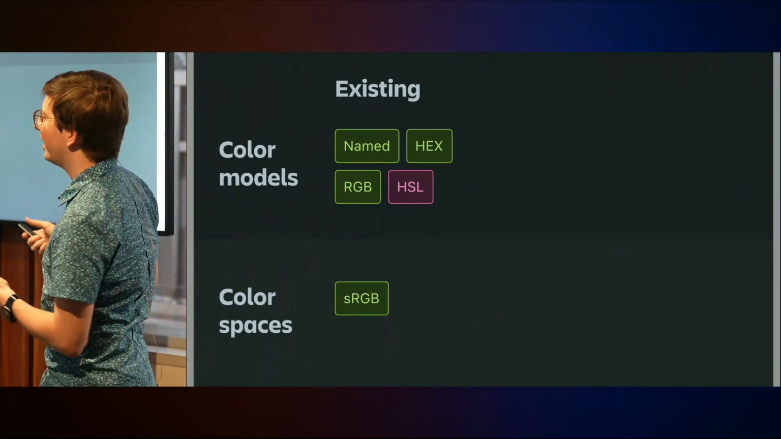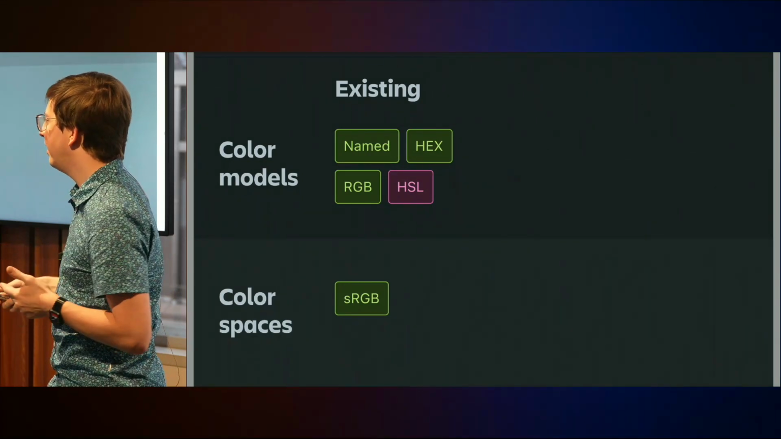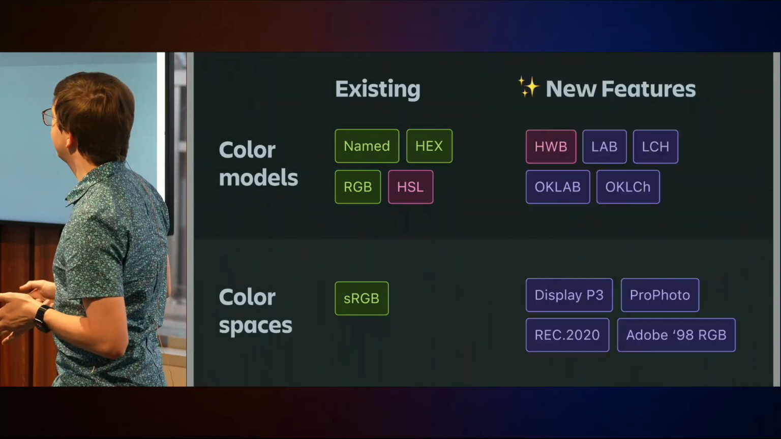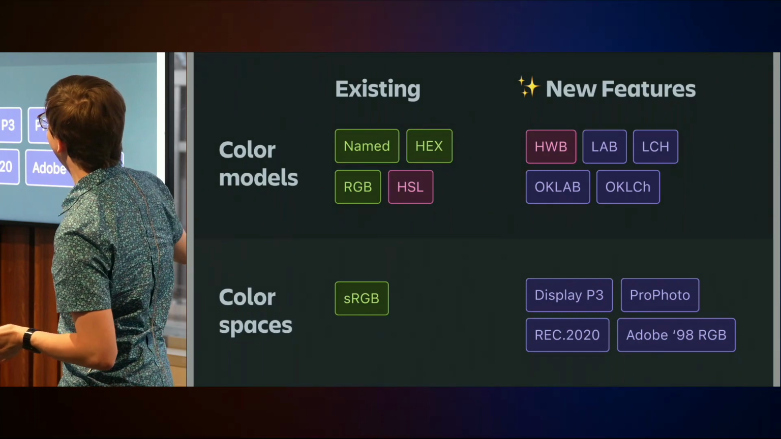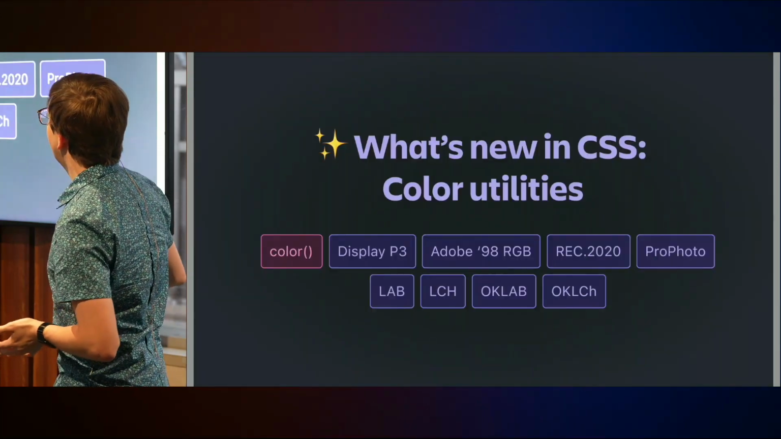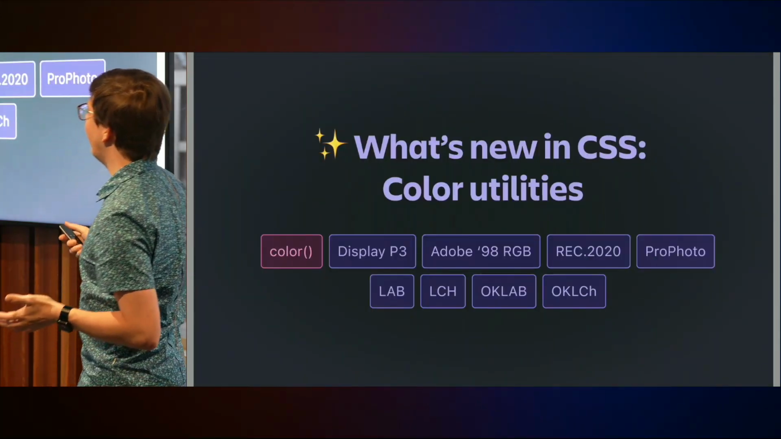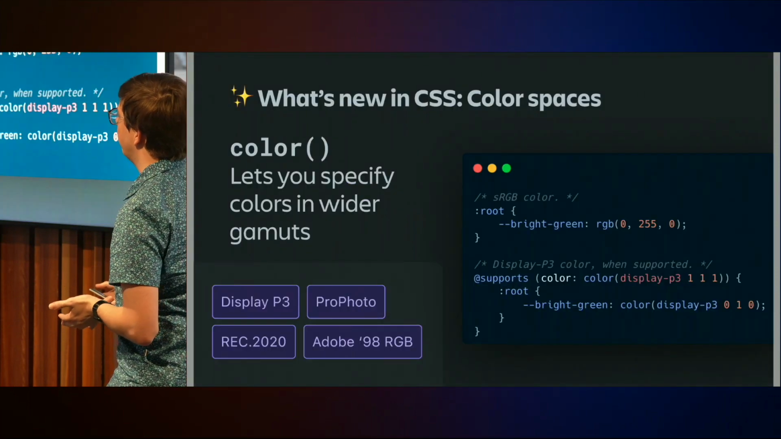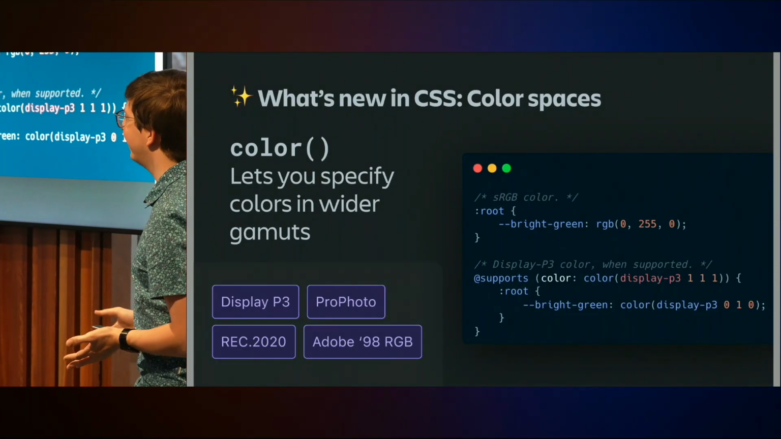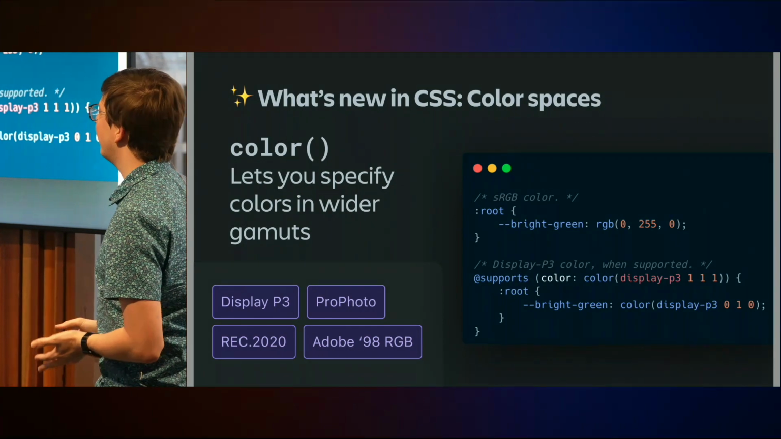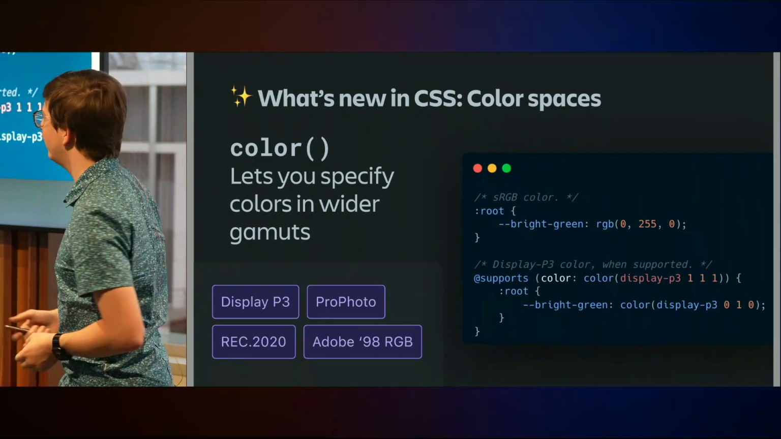So this is what we've got right now on the web. We've got named colors, hex colors, RGB, HSL. We've got the sRGB color space. We've got new stuff, and I'll be talking about that now. So what's coming new? We've got these color utilities. So to start off, color. Color is a keyword that lets you specify colors in much wider gamuts than were previously available.